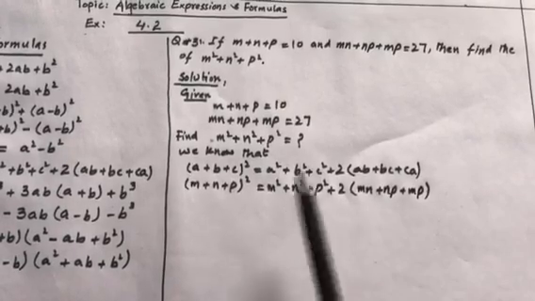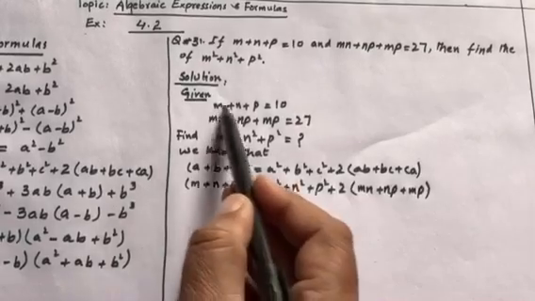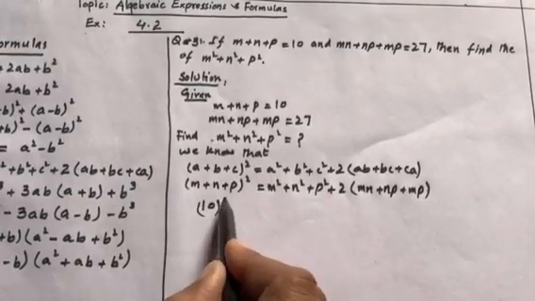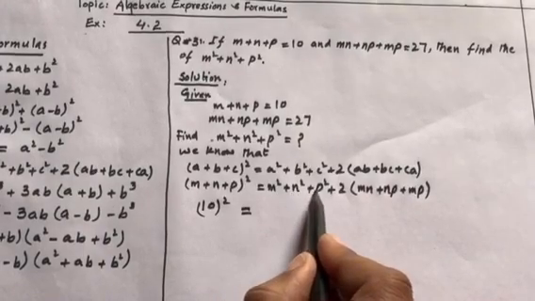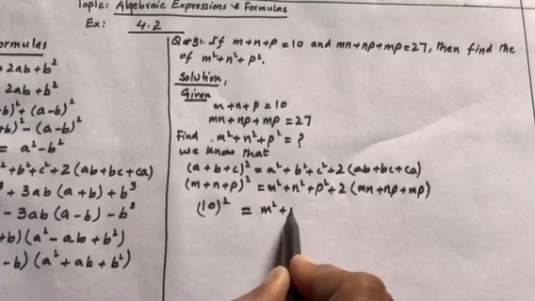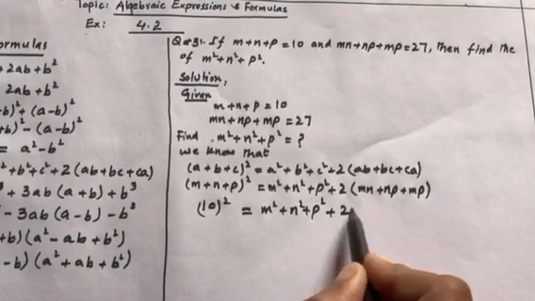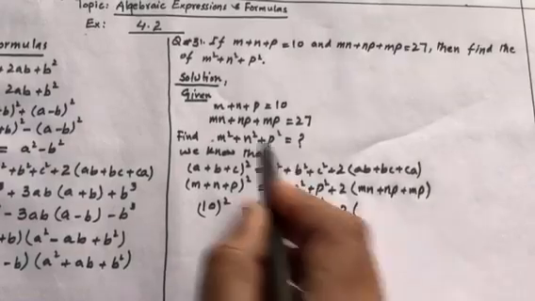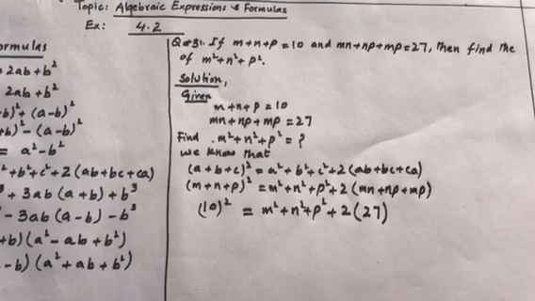We will put the values which are given in the statement. So the value of m plus n plus p is given, which is 10. So we will put the value here, 10. It becomes 10's whole square, and we don't have the value of m square plus n square plus p square. We have to find them. So we will write them as it is, m square plus n square plus p square. Now 2 is a constant number, we will write as it is. Now the value of mn plus np plus mp is given, which is 27. So we will put the value of 27 here.